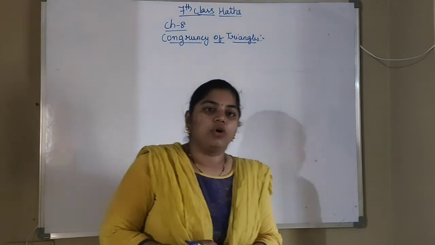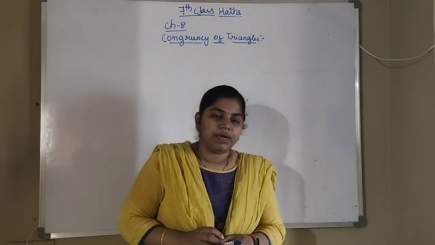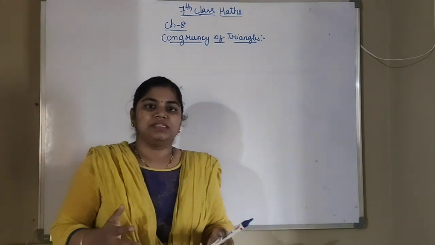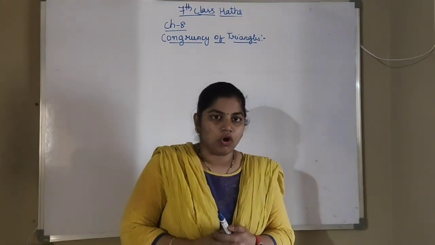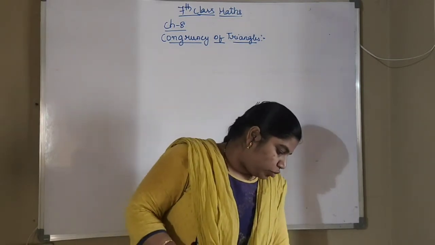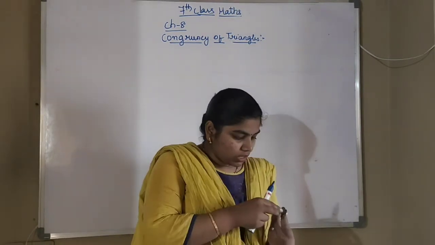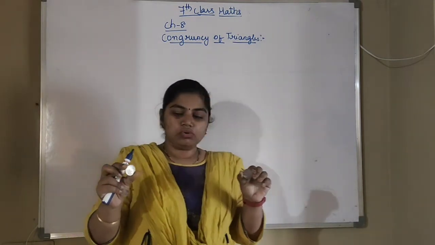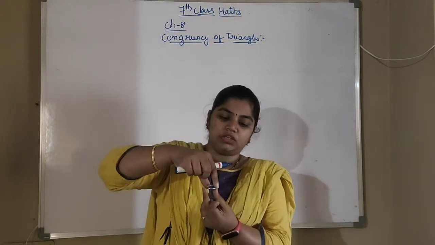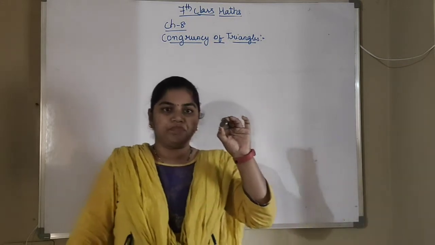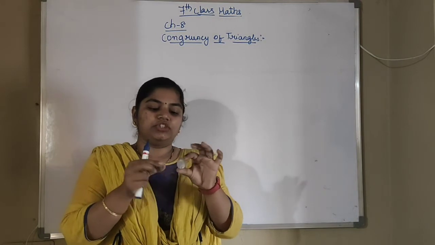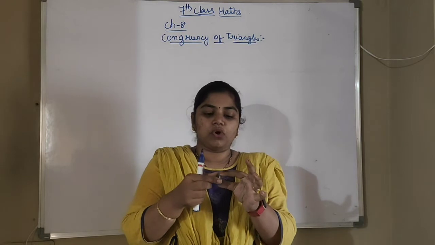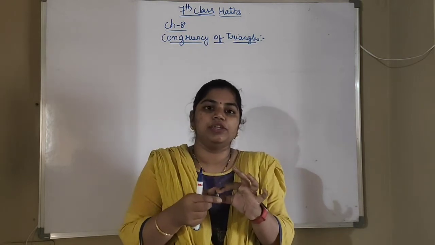So what do you mean by congruency? Congruency is nothing but any object having the same size and same shape. Suppose I am taking 2 rupees coins. If I keep them on each other, the size and shape are the same. So we can say that these 2 rupees coins are congruent to each other.